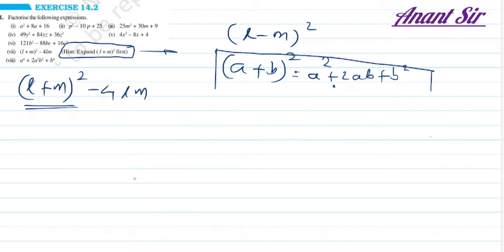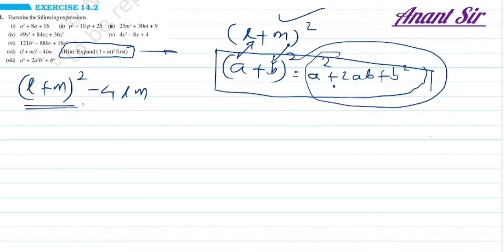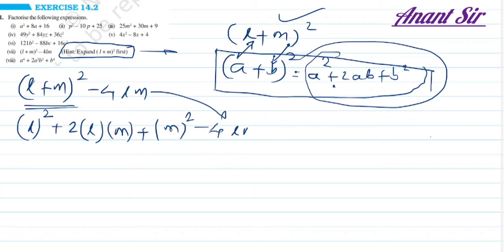Because there is a positive sign. So when I use this formula, in place of a, I will write L, because when I use the formula for (L plus m) whole square, a is replaced by L and b is replaced by m. Now in place of a square, I will write L square, plus 2 into a into b, where a is L and b is m, and plus b square, which means m square. Minus 4lm will remain as it is.